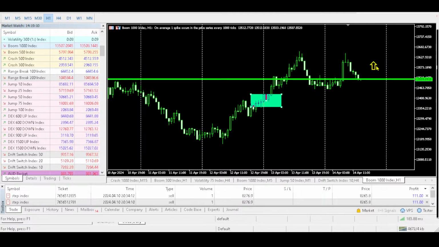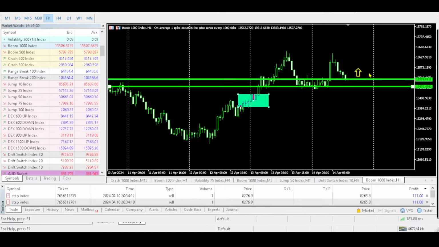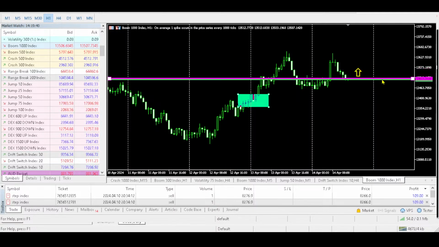So let's say you analyze the market and you believe that it's going to rise. When you think the market is going to rise, you open up a buy trade. Just hold on, I want my line to be visible. Let's make this another color, purple. So let's say you open up your buy trade at the green line.